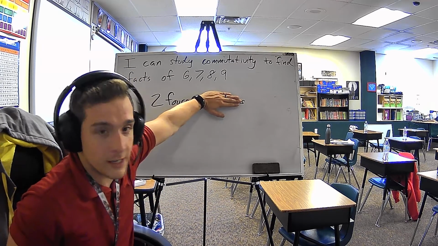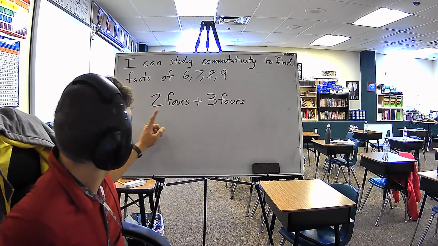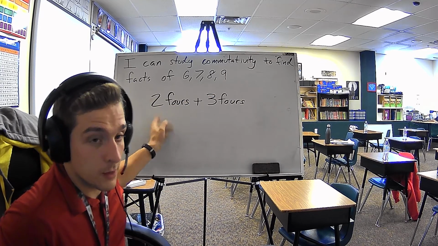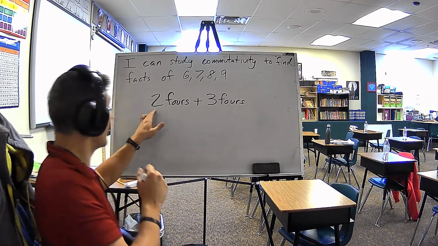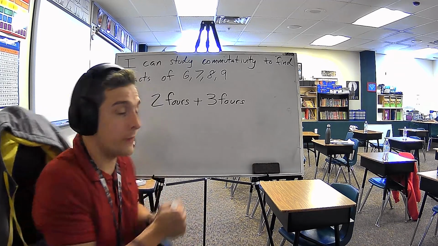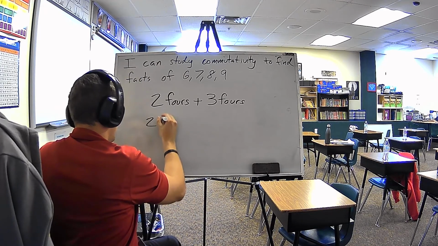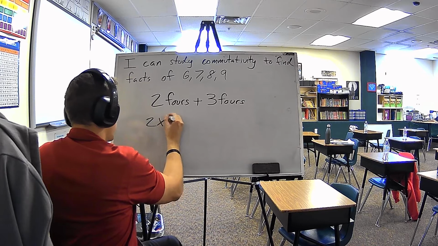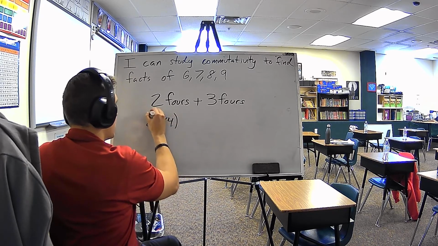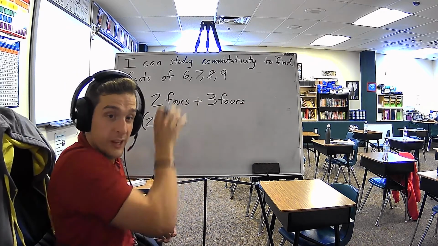So right now, let's ignore 3 4s, and let's just look at 2 4s. So 2 4s, the 2 stands for how many groups we have. So we have 2 groups of 4. So 2 times 4. I'm going to put those in parentheses right now, saying they're together, they're doing their thing together.